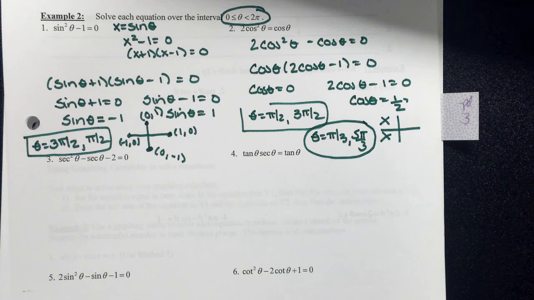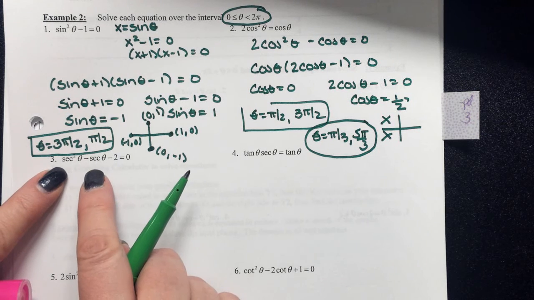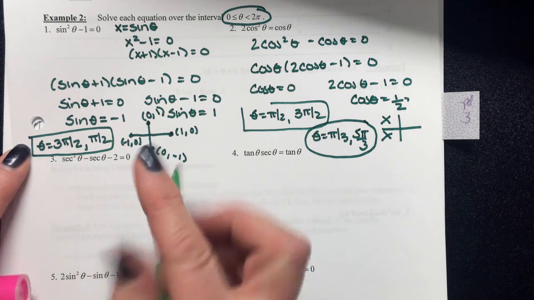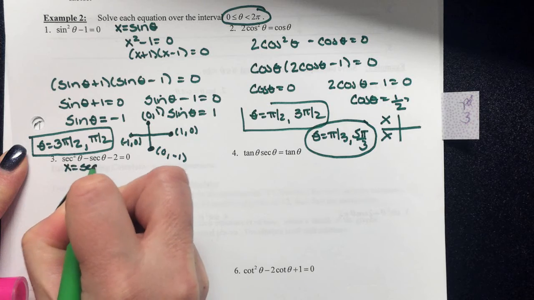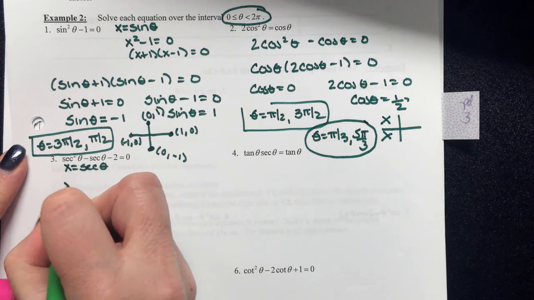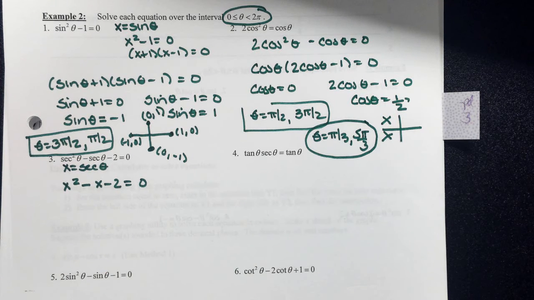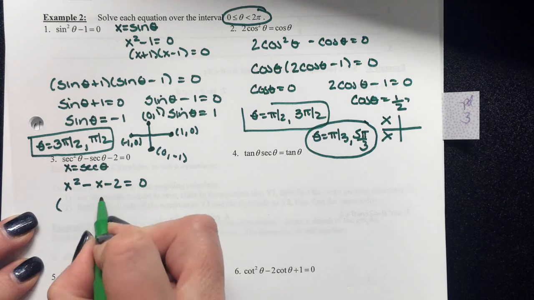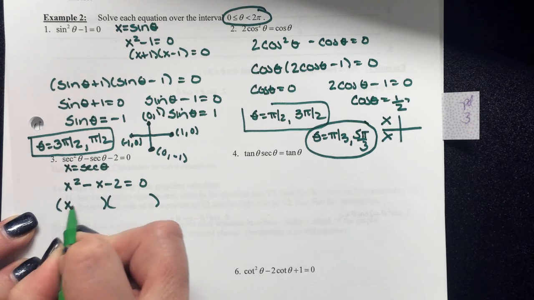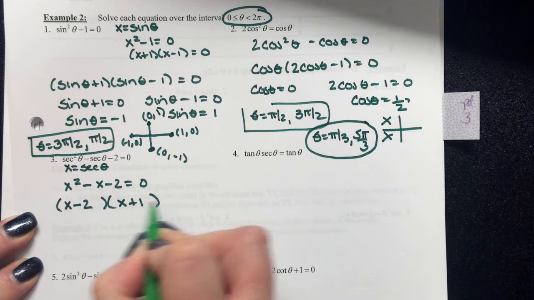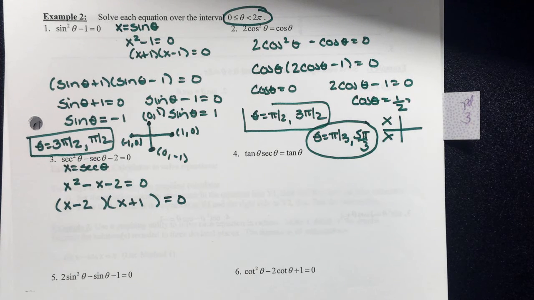Let's take a look at 3. Like I said, if you're not sure how to factor secant squared minus secant minus 2, you can do that substitution, letting x be equal to secant theta, and change it into x squared minus x minus 2 equals 0. So if you need to, do that replacement to help you get through the factoring process. How do we factor x squared minus x minus 2? x, well, x minus 2. There we go. So we can factor that into x minus 2 times x plus 1.